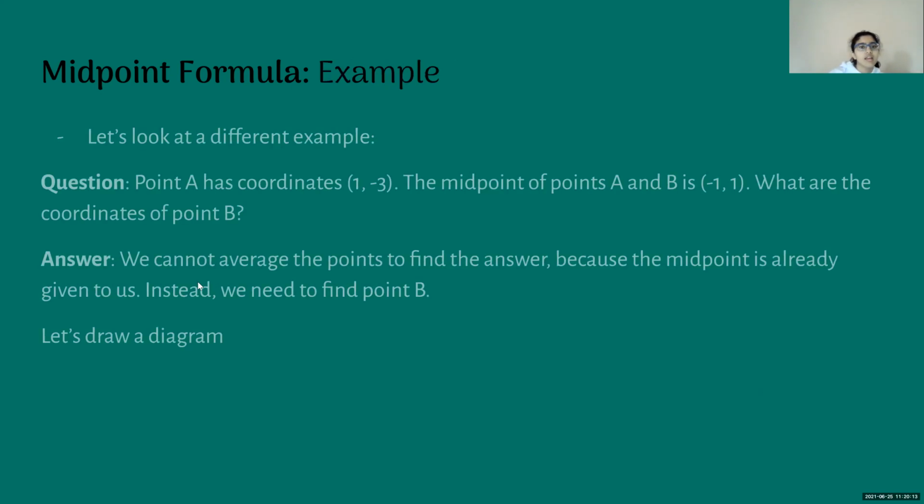So let's try another example. Point A has coordinates 1, -3, and the midpoint of the line AB is -1, 1. What are the coordinates of B? We cannot average the points to find the answer because the midpoint is given to us. Instead, we need to find point B. So, in the chat, what would be the answer? Okay, so in the chat, I see 2 people got it correct.